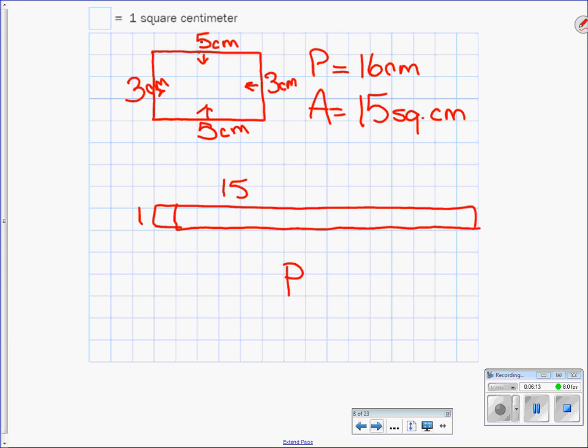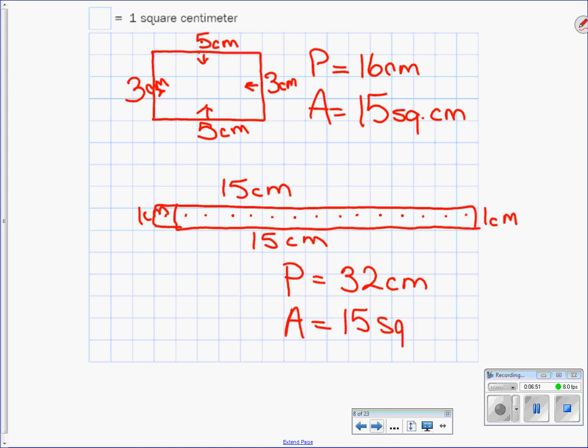So for my perimeter, I know I have 15 over there, 1, and this is going to be centimeters. Okay, 15 plus 15, that's pretty easy. That's 30, 31, 32. So my perimeter is 32 centimeters. Now my area, all I have to do is remember, count inside the lines. 1, 2, 3, 4, 5, 6, 7, 8, 9, 10, 11, 12, 13, 14, 15. So my area equals 15 square centimeters.